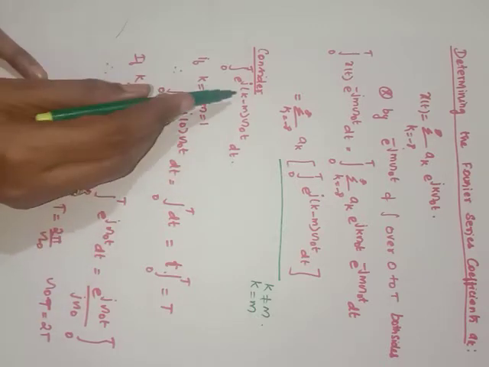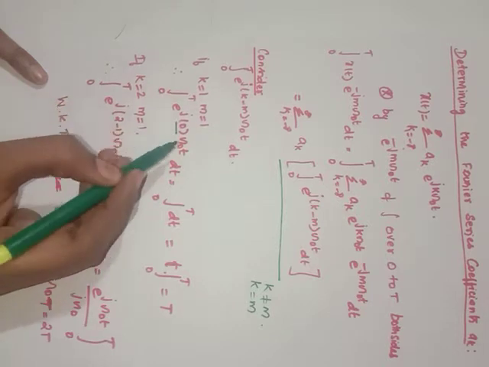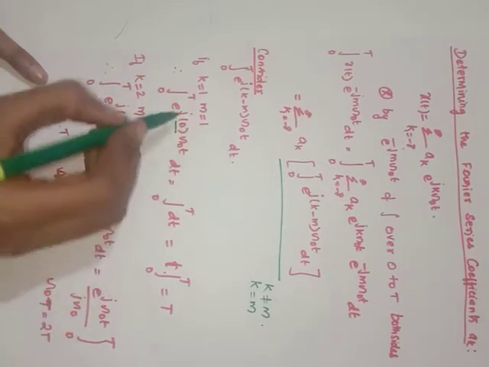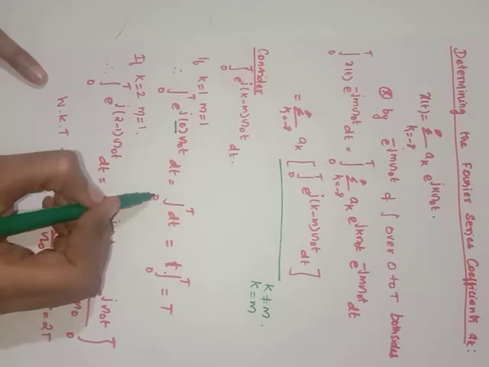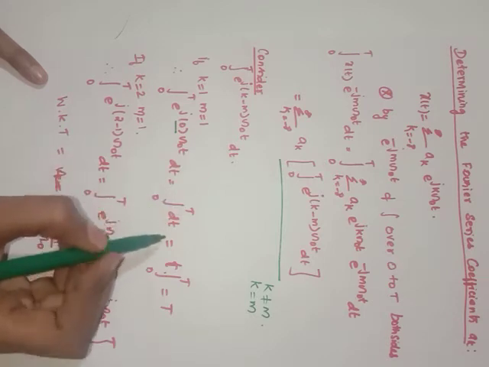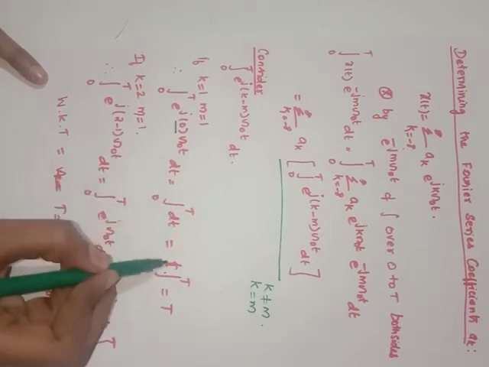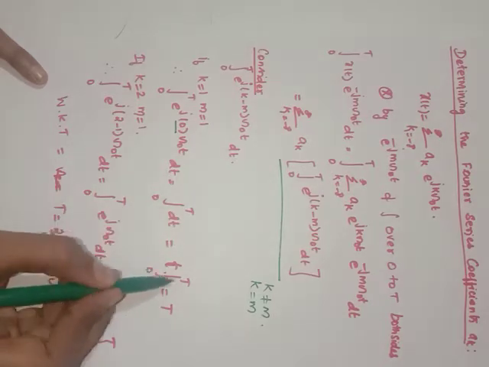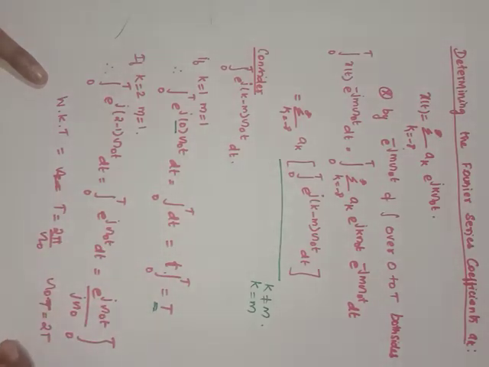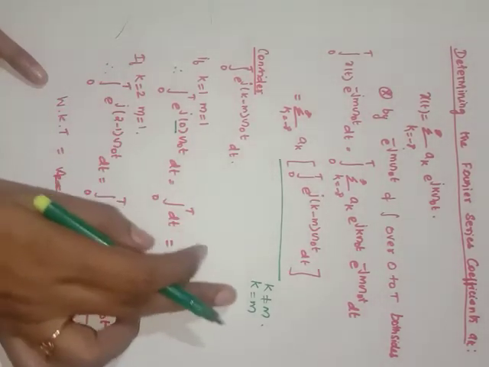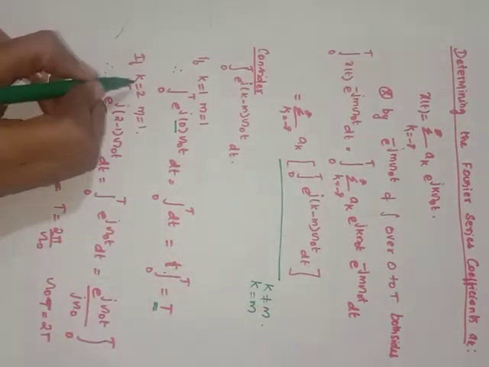When you take this, it becomes e power 0 omega naught t dt. Since e power 0 is 1, you will get integral 0 to T dt. When you integrate dt you will get t, then we apply the limit 0 to T, and you get the answer T.